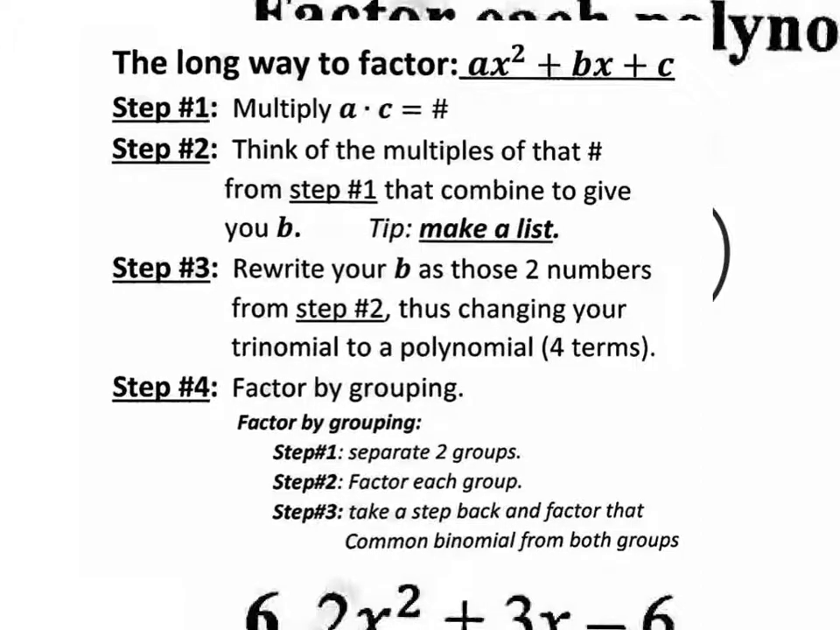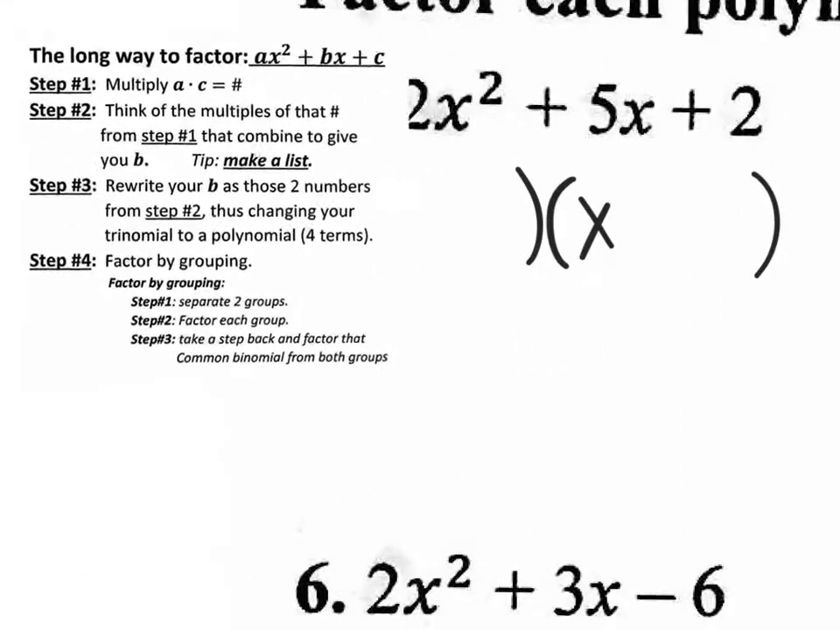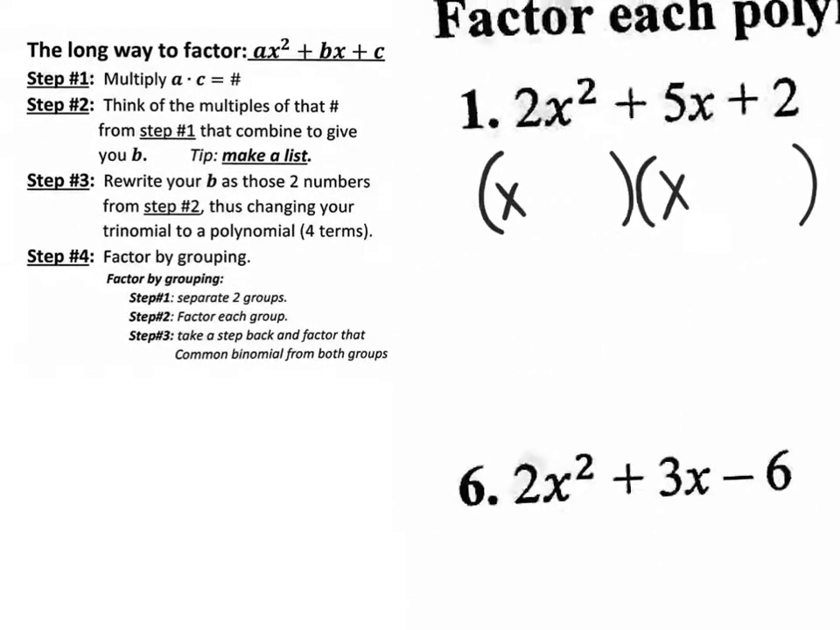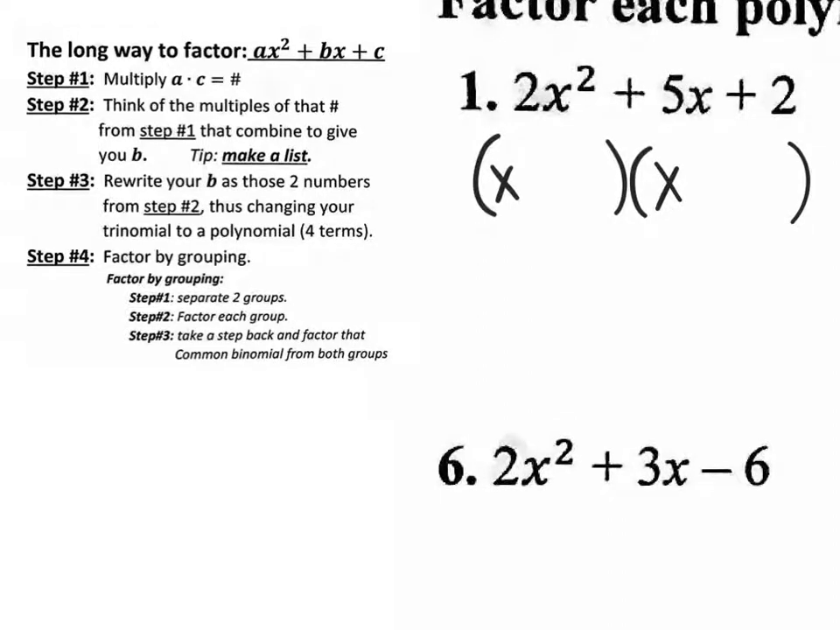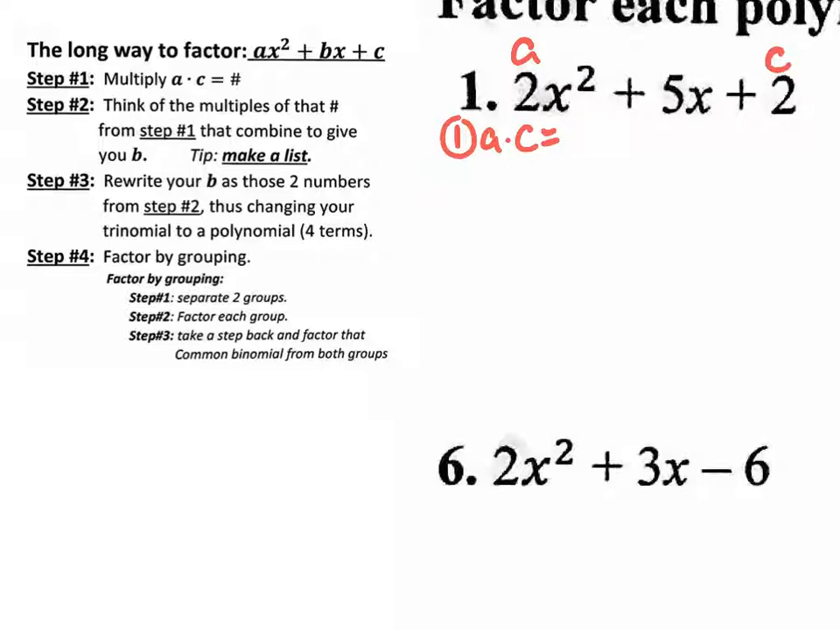Okay? So step 1 is to multiply a times c. So let me delete that and let me write down step 1. I want to multiply a times c. So what is a times c, guys? What's a times c? A is 2. C is 2. What's a times c? 4. 2 times 2 is 4.